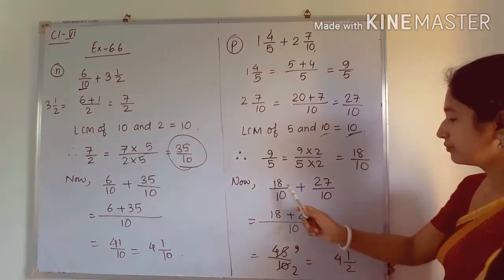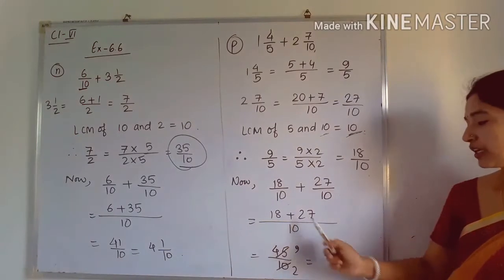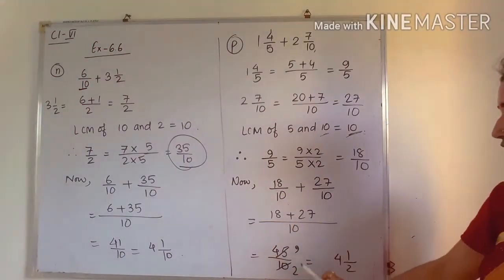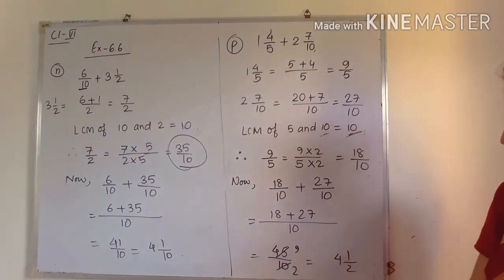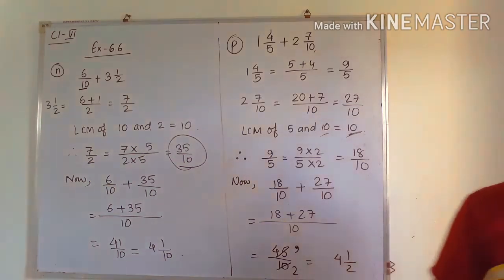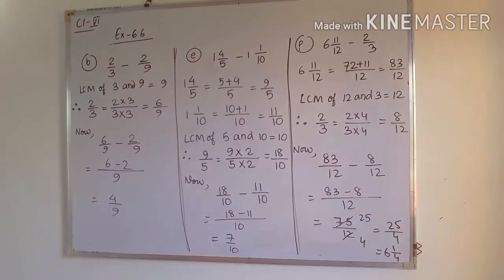So these are like fractions now. So you can easily add. So this will be what? 45 by 10. After cancelling you will get 9 by 2. And in mixed fraction we can write it as 4 1 by 2. Okay. So students, see the next question.